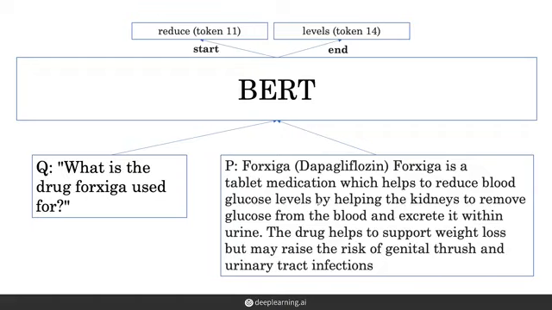So reduced blood glucose level has the start word reduce and the end word level, and reduce is the 11th word if we start counting in the passage, and levels is the 14th word in the passage if we count from the start.